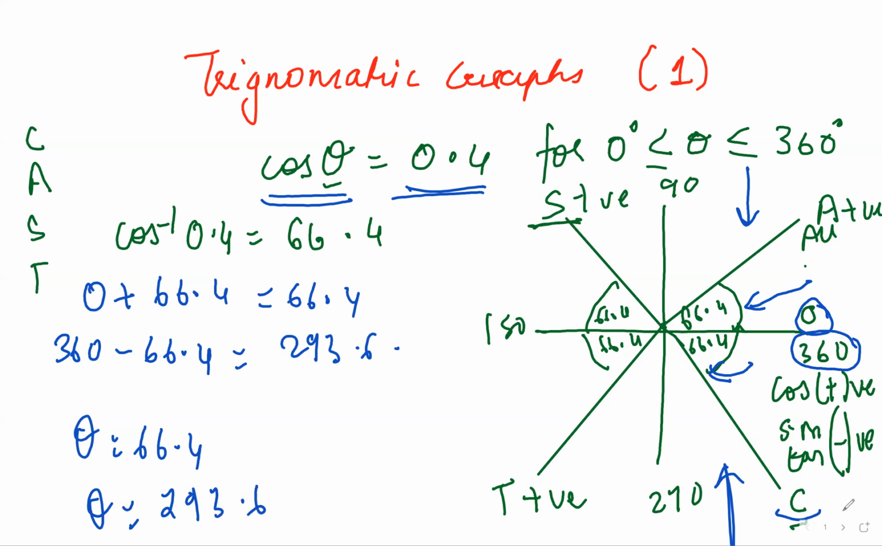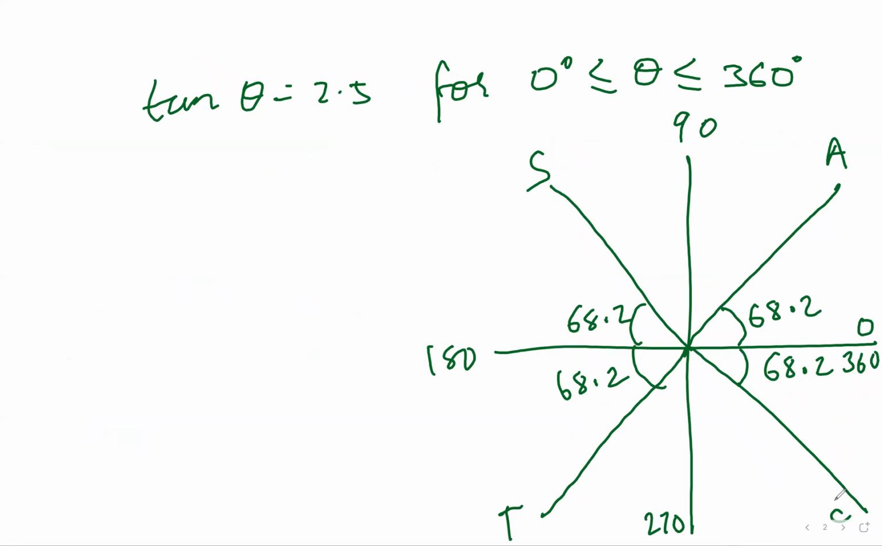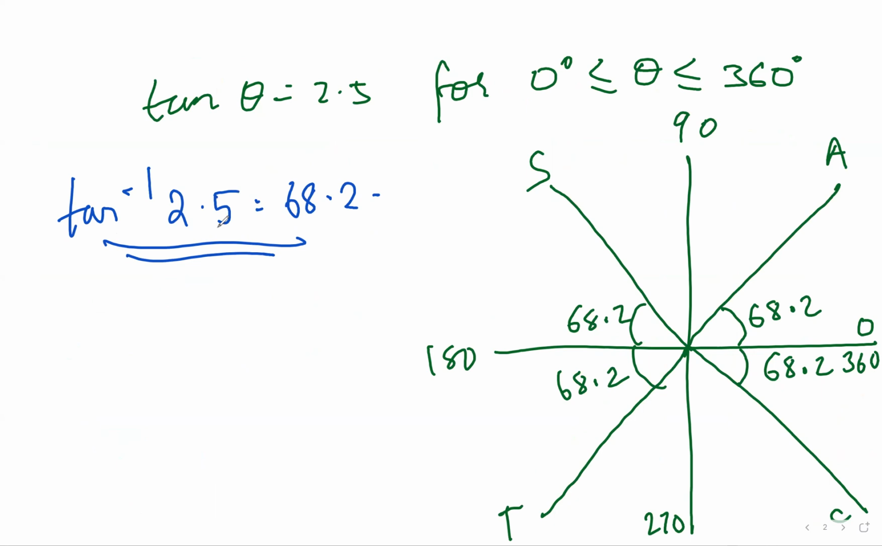Next sum. See how I have made the quadrant. It is very important for you all also to make quadrants like this. Tan inverse 2.5 is equal to 68.2. You will be getting this on your calculator. It is very important to draw quadrants like this. I am concerned with tan. So where tan is positive, it is positive 2.5. So here tan will be positive, here tan will be positive.